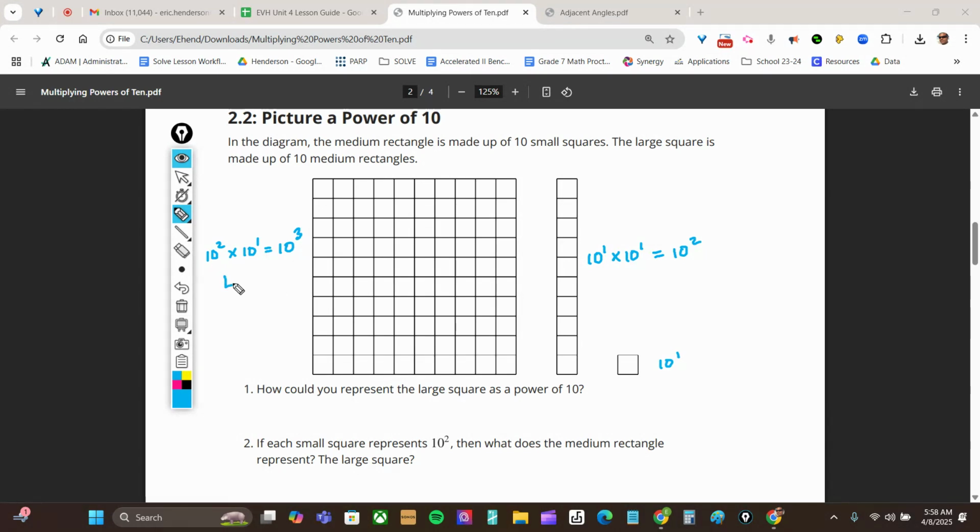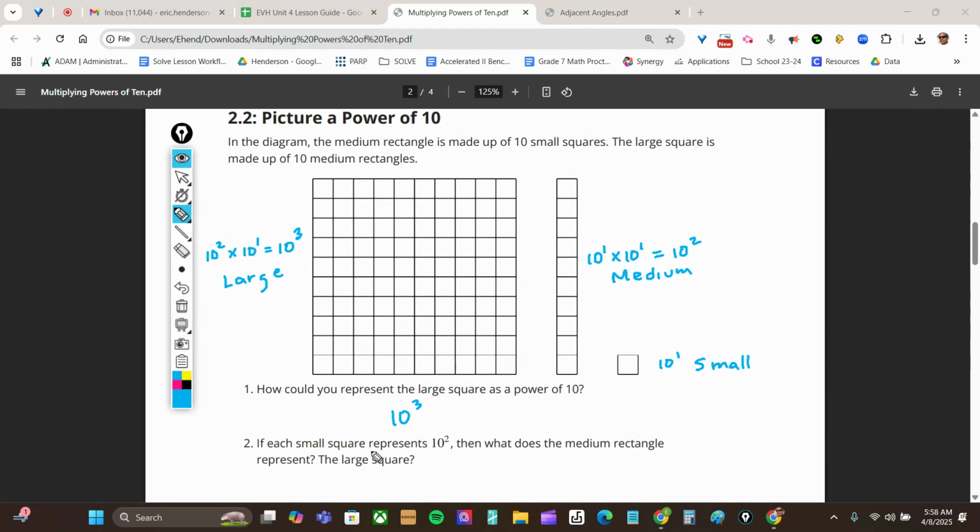For the large, the medium, and the small. Alright, so that's for question 1. How would you represent the large as a power of 10? And that would be 10 cubed.